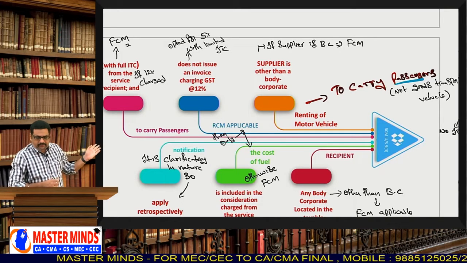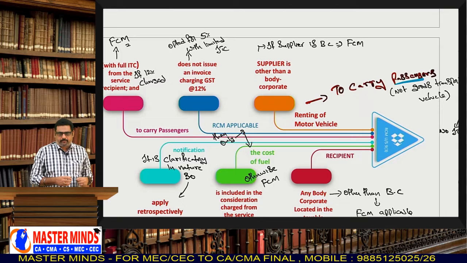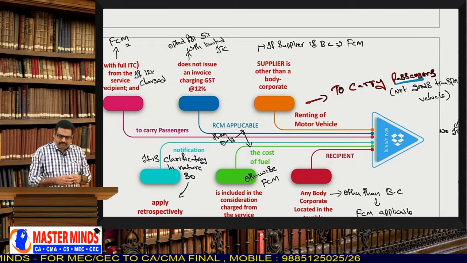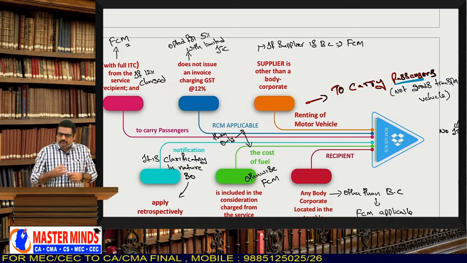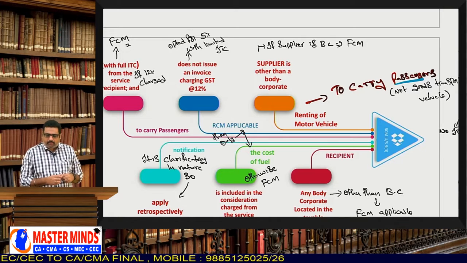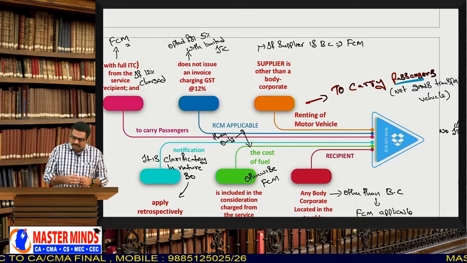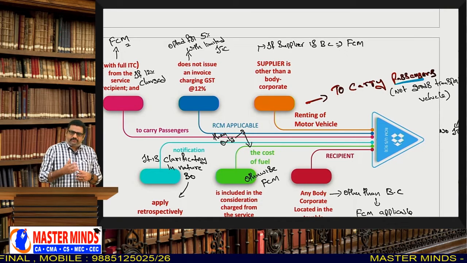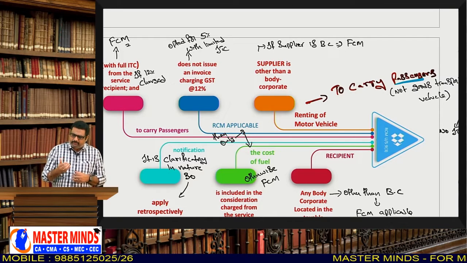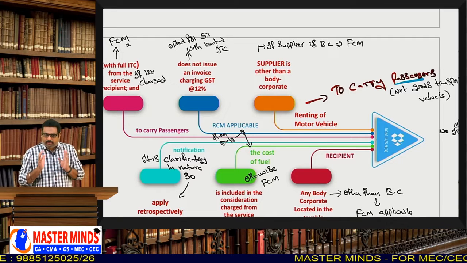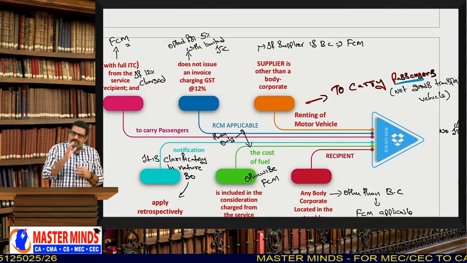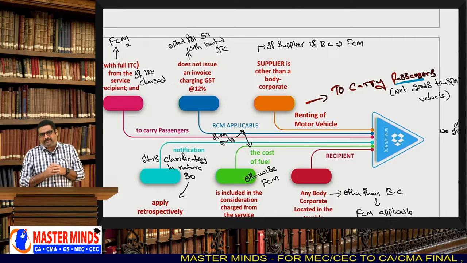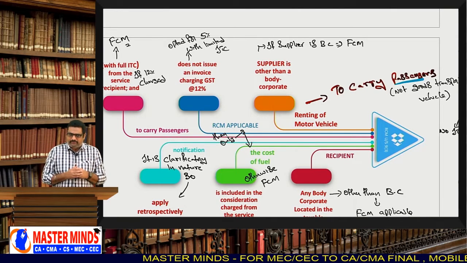And the second point is, the supplier is other than a body corporate. That means if the supplier is a body corporate, then FCM is applicable. And another point is, the recipient should be a body corporate who is located in the taxable territory. What is meant by taxable territory? The area to which Section 1 of the CGST Act is applicable is known as taxable territory. So the recipient should be a body corporate located in the taxable territory. Then only RCM is applicable.